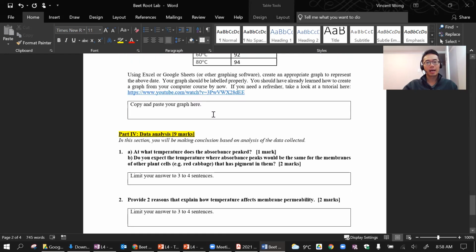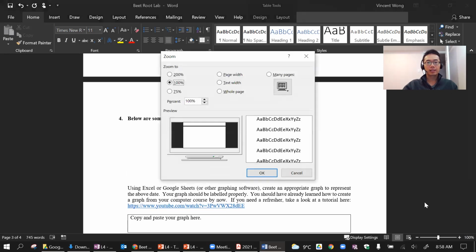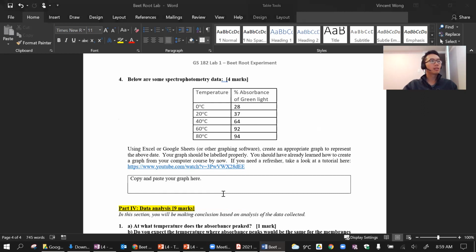Okay, so you will finish this whole lab. You will have to do a graph, right? Here it says below are some spectrophotometry data, and then you can use Excel or Google Sheets, or whatever graphing software you have, to do a graph. If you don't know how to do a graph, you can watch the YouTube link to see how to do it. But I believe you learn how to do graphs on Excel from your computer class, right? Is that correct? Can someone confirm that for me? Not yet, or yeah. Oh yes, okay, good. Yeah, so that's no problem.